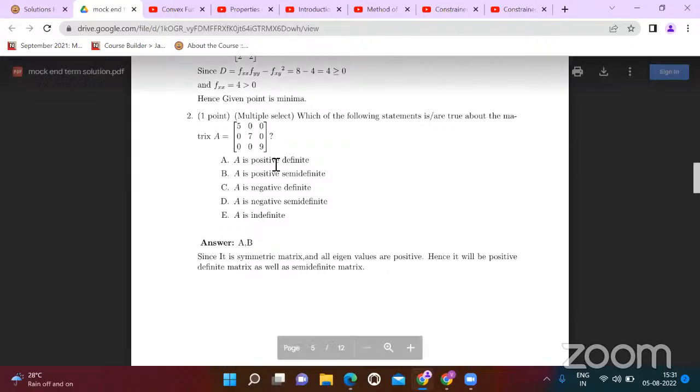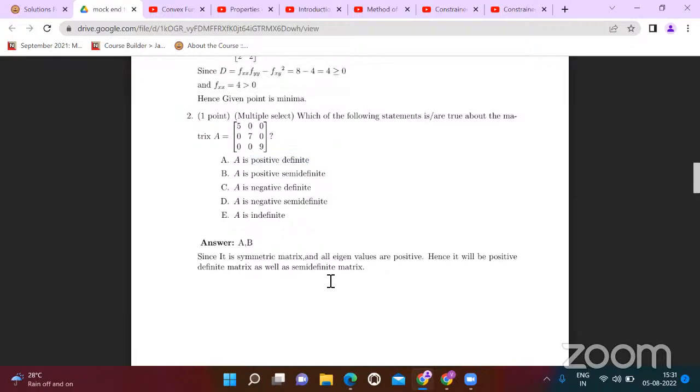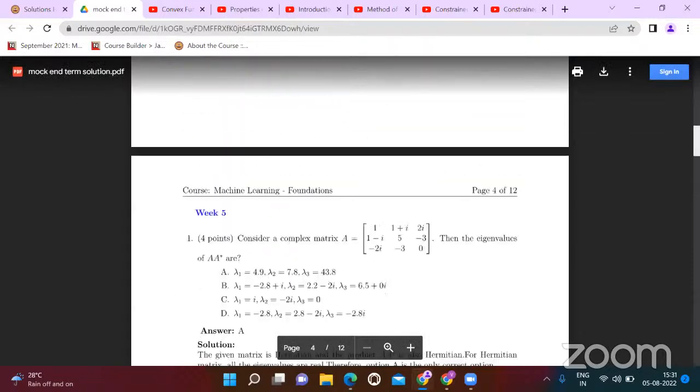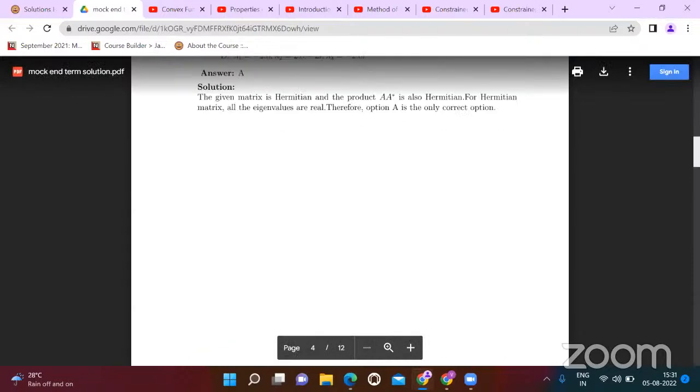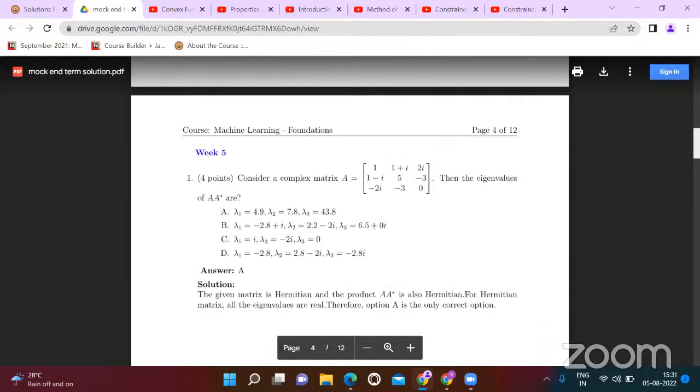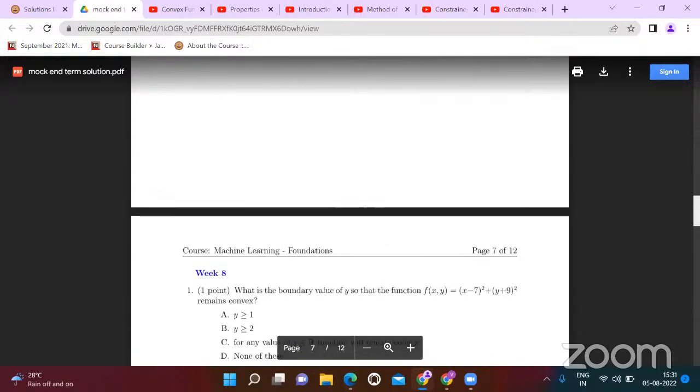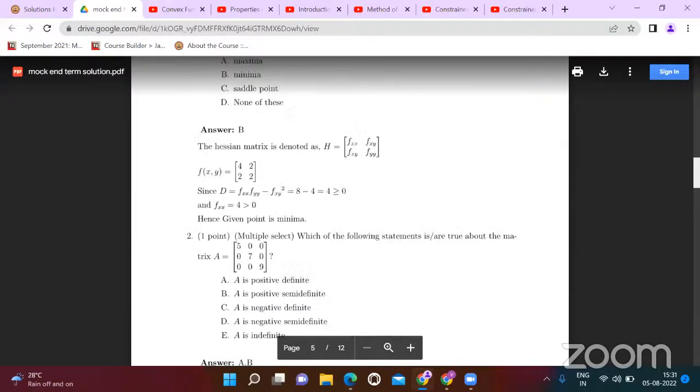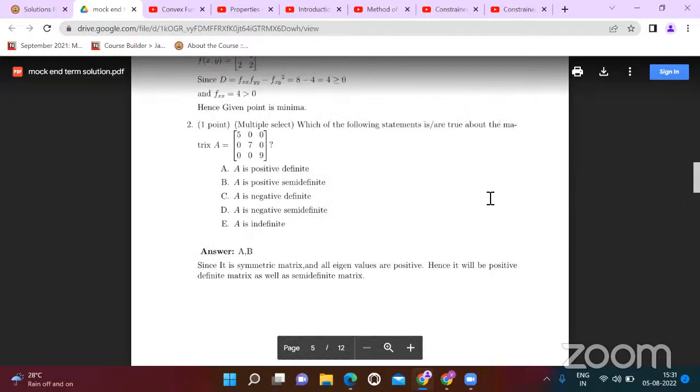So this is positive definite. This is positive definite. This is not positive semi-definite. And also, there are so many mistakes. I didn't prepare the mock. So this is positive definite. This is written wrongly.